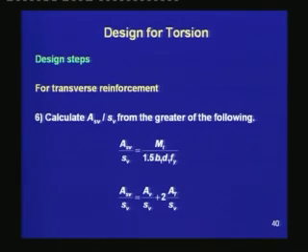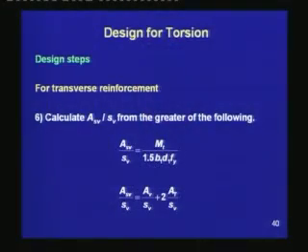ASV by SV is calculated from the greater of the two expressions. The first expression is based on the skew bending theory, where ASV by SV is equal to the equivalent flexural moment MT divided by 1.5 times B1 times D1 divided by Fy. Again, here B1 is the smaller dimension between the longitudinal bars, and D1 is the larger dimension between the longitudinal bars.